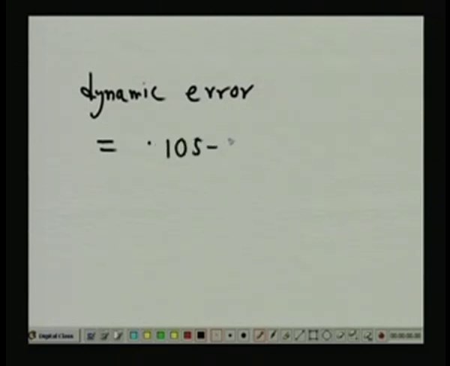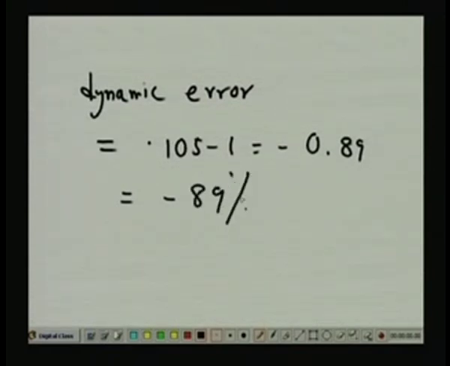So, the dynamic error is equal to 0.105 minus 1, equal to 0.89 or minus 89%, that is the error, right. This is your answer.